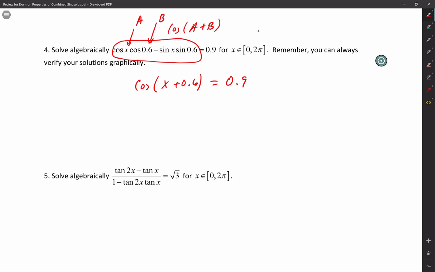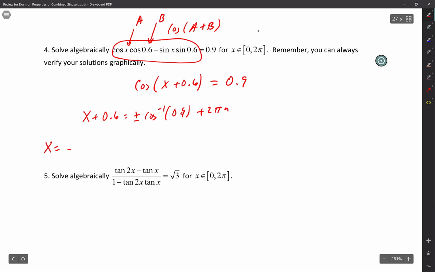Arc cosine, x plus 0.6 equals plus minus arc cosine of 0.9 plus 2 pi n. Move the 0.6 to the other side. So x equals negative 0.6 plus minus arc cosine of 0.9 plus 2 pi n. I would like to see the general equation. So what I mean by general, type that into the calculator.